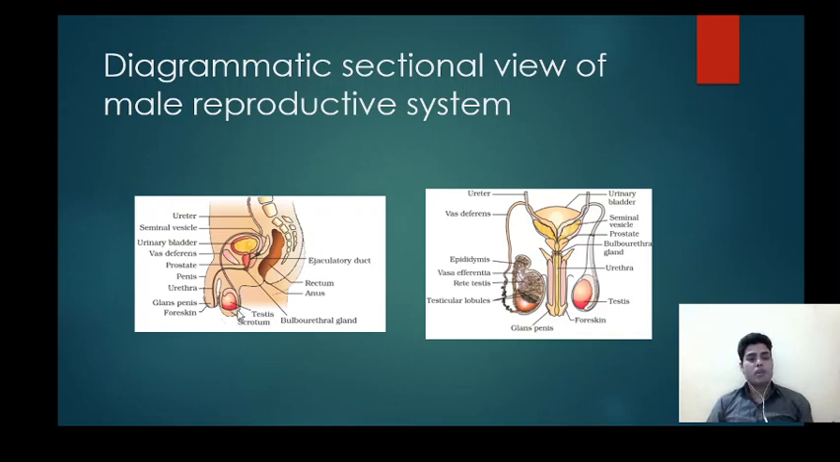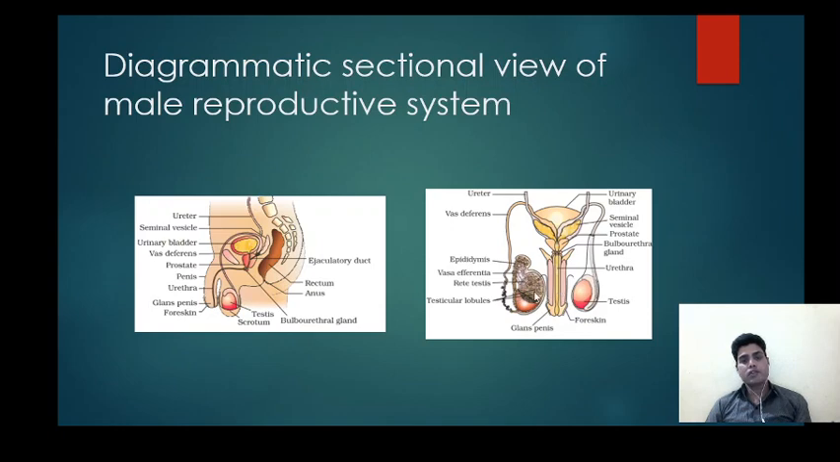In this scrotum, the primary sex organ lies, that is the testis, and these are the various ducts which comprise the duct system in the male reproductive system. These are epididymis, vasa deferens, then this is the ejaculatory duct, and this is the urinogenital tract, also known as the urethra. And the accessory glands associated with the male reproductive system are a pair of seminal vesicles, one prostate gland, and two bulbourethral glands. So these are the locations of the various ducts and the accessory glands.